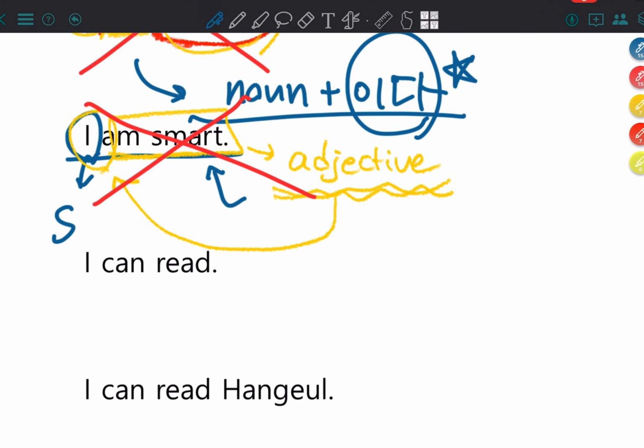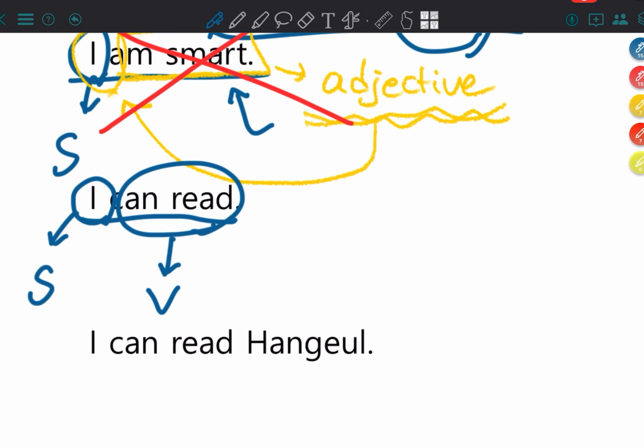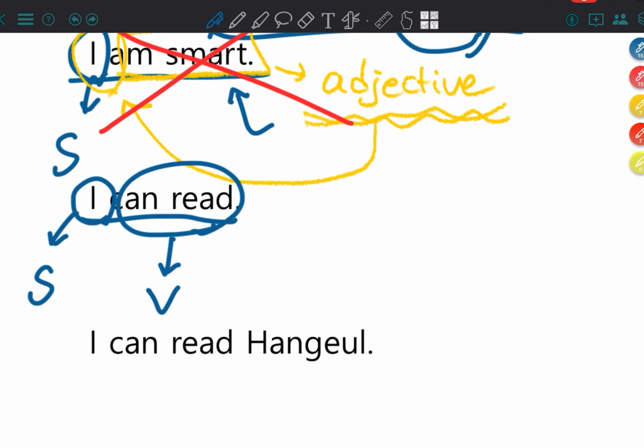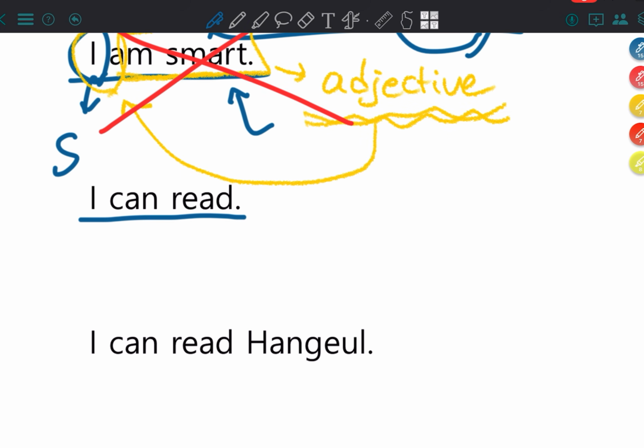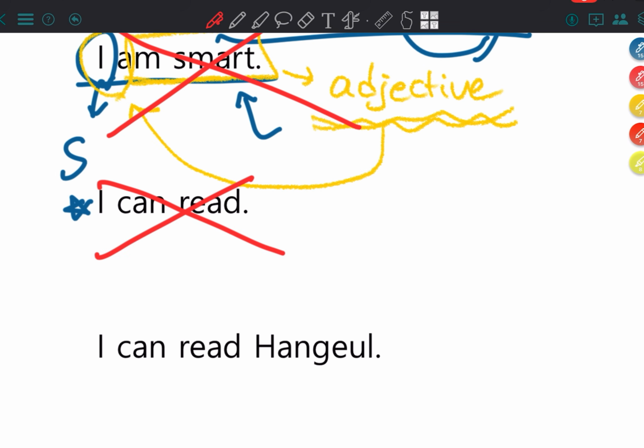How about I can read? The sentence, I can read. So clearly, I is the subject, and can read is a verb, right? And read, 읽다, is definitely a verb that can have an object, right? Something can be read, right? So read can definitely have a target word, but in this sentence, there is no object. It can have an object, but in this particular sentence, there is no object. It just says, I can read. It just describes your ability to read. So this sentence does not have an object in the sentence, so object particle is not needed.